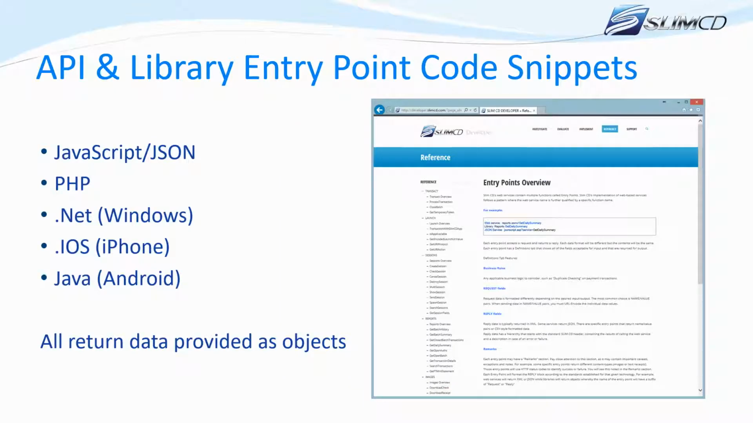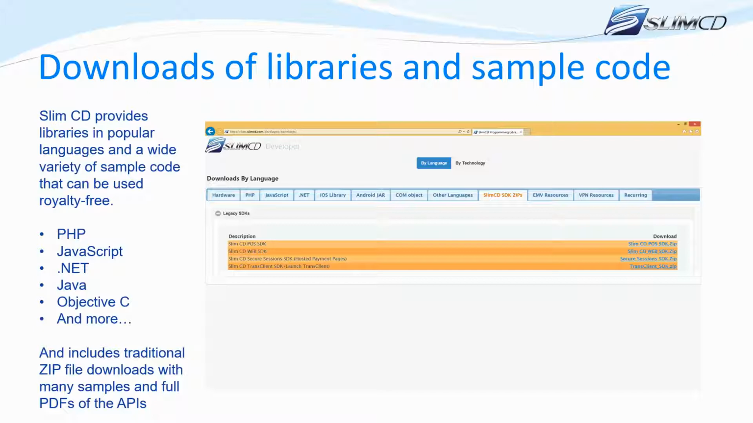As I've mentioned, all of these entry points also have their functionality duplicated in libraries that provide objects, and each object has a property, so you can say object.cardNumber instead of creating XML or JSON. Although the XML JSON is available, many developers find this an easier way because we do the posting and the parsing of the response for you. Lots of free samples to download that are included royalty-free in your code. They're all available on our download page and in many different languages.